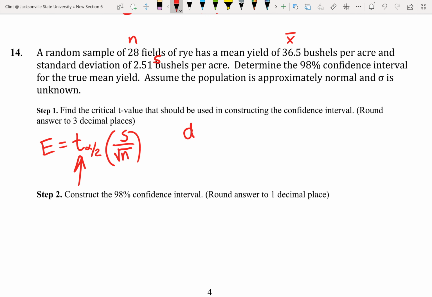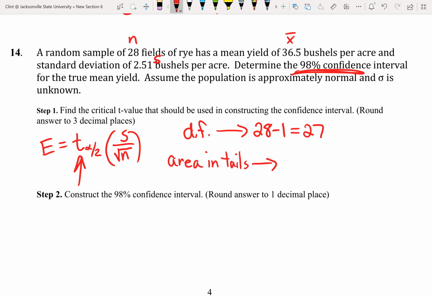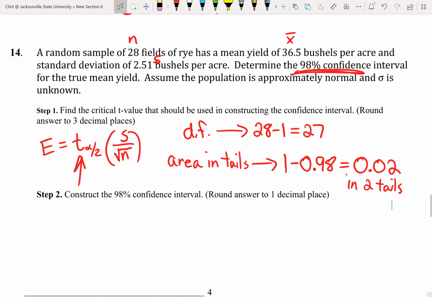So we need to figure out the degrees of freedom. We need to figure out the area in the tails. Okay, so the degrees of freedom, that's our sample size minus 1. So 28 minus 1, we're going to have 27 degrees of freedom. The area in the tails, we look at the confidence and do 1 minus that. So 1 minus 98% or 1 minus 0.98 tells us we've got 0.02 in 2 tails. If you divide it by 2, it gives you the area in 1 tail, but we don't care. We can look it up by the area in 2 tails. So 27 degrees of freedom, 0.02 in 2 tails.